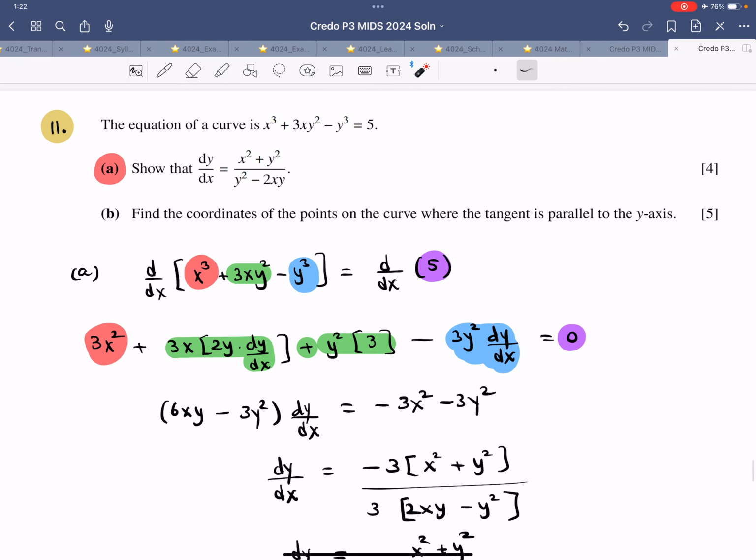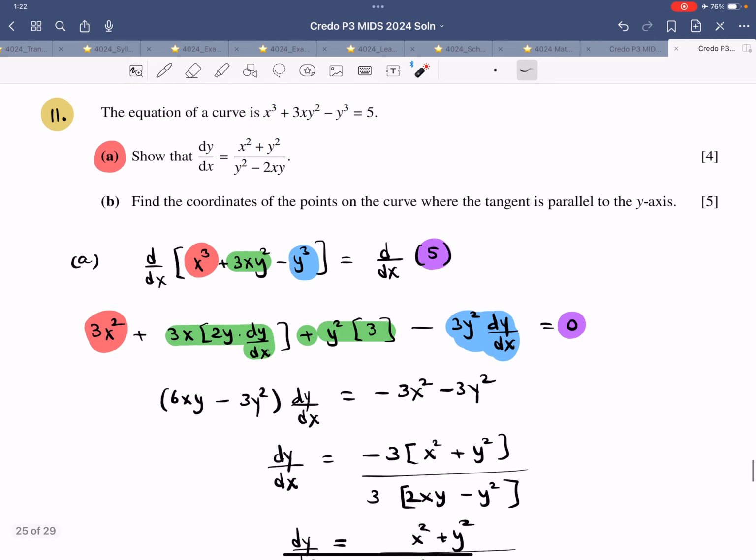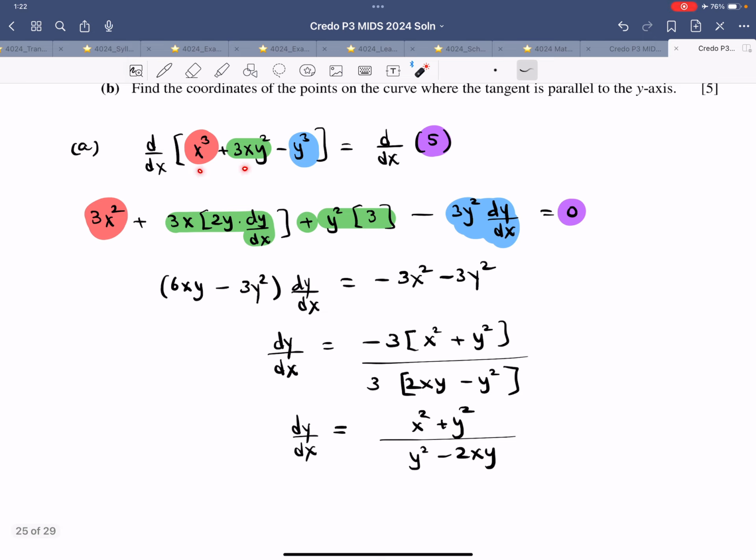Question number 11. Now it's implicit. Show that the derivative of this is this. Find the coordinates of the point where the tangent is parallel to the y-axis. So differentiate each term with respect to x on both sides. X cubed becomes 3x squared. Y cubed becomes 3y squared, and there is this thing, my bad. That is 3y squared dy by dx.